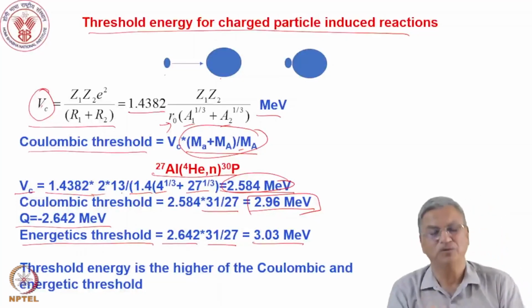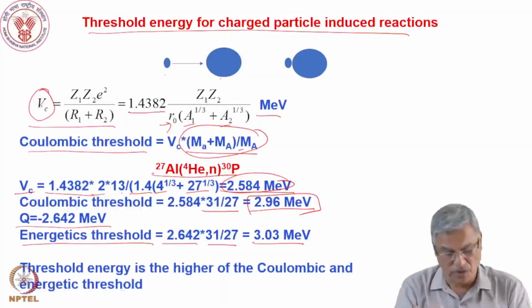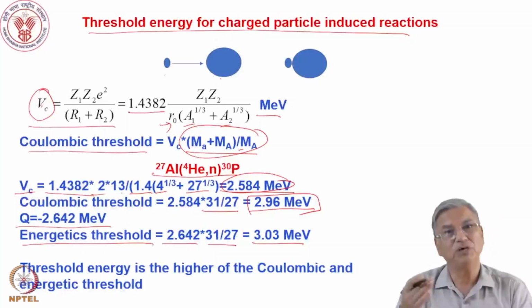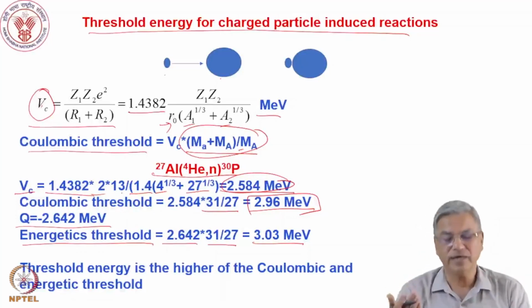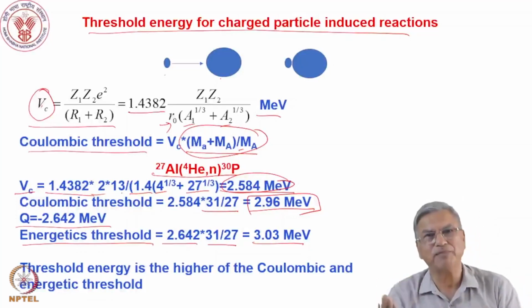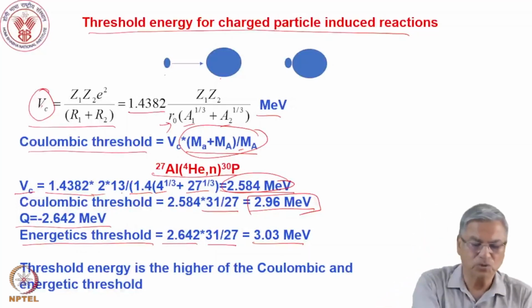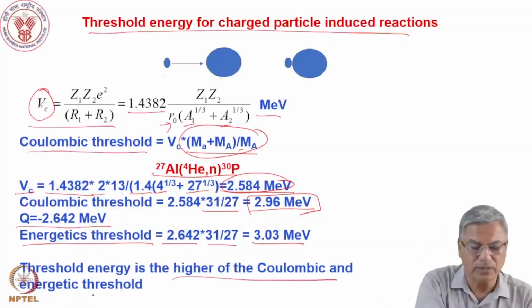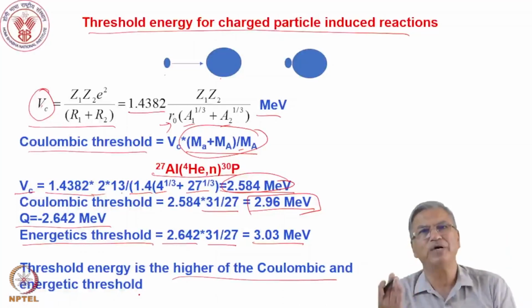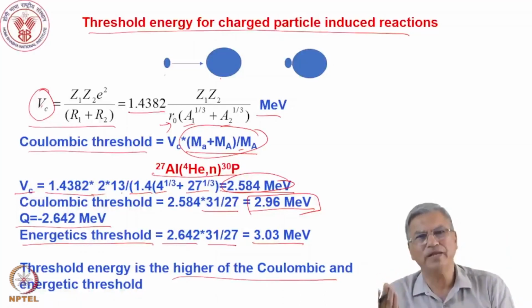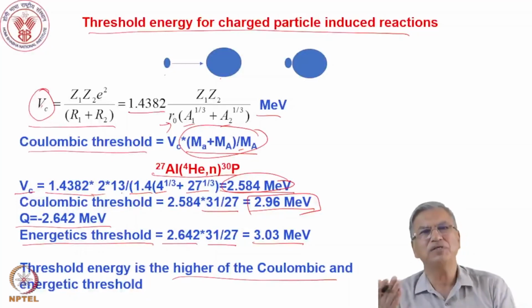So now you have a threshold based on the negative Q value, and you have a threshold based on the Coulomb barrier. Whichever is the higher threshold value, that will be the actual threshold. So when it comes to a charged particle induced reaction, if the Q value is negative, then you have to calculate the threshold not only for the Coulombic barrier but also from the energetics point of view, and whichever is the higher value, that will be the threshold. So the threshold energy is the higher of the Coulombic and the energetic threshold. You have to compare the threshold for the Coulomb barrier as well as for the negative Q value, and whichever is the higher one will be the threshold for the nuclear reaction.